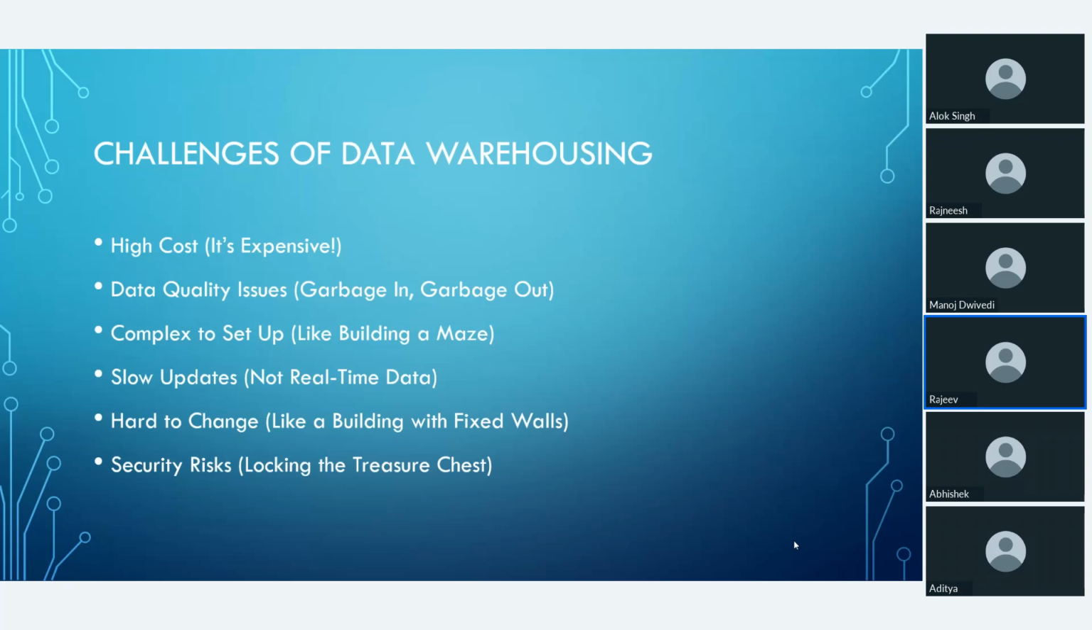And the second is slow updates, that is, not real-time data. A data warehouse often updates in a batch, it could be every night, so the decisions are based on slightly old data. For example, if a store's data warehouse updates sales data only at midnight, the manager would not know about a sudden afternoon rush until the next day, right? Basically, in a data warehouse we cannot store real-time data.